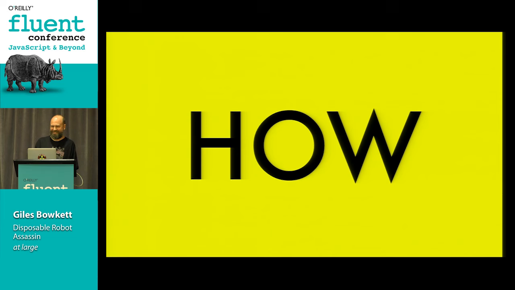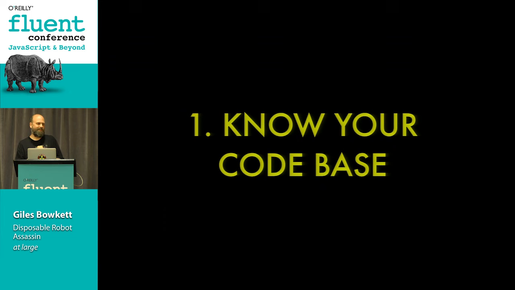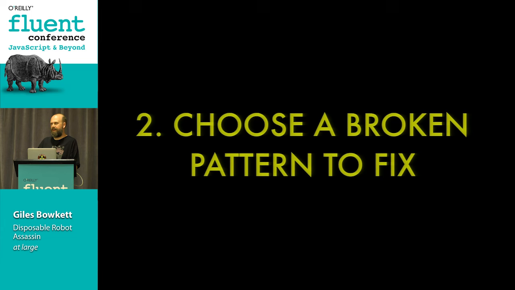Number one, know your code base. You have to be able to work around in there for a while to get a sense of what's going on. You have to be able to say, we have this specific chunk of repetitive code to get rid of when you start. You have to choose a broken pattern to fix. And by that, I don't mean design pattern. I mean you're looking at the actual text in these files, and even if you were a robot that had no understanding of language, you would simply be able to say, you know, this character, they all appear in sequence very often.